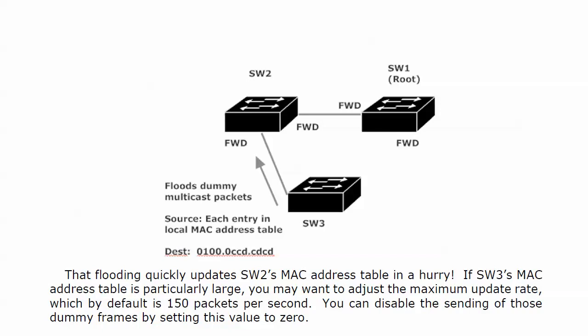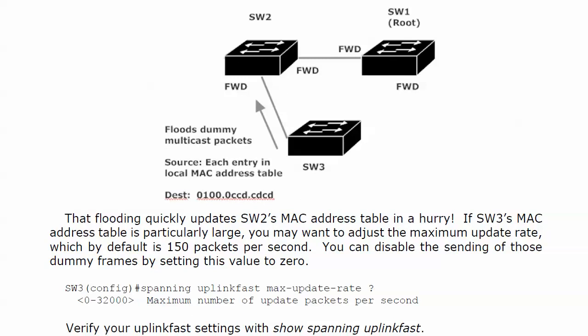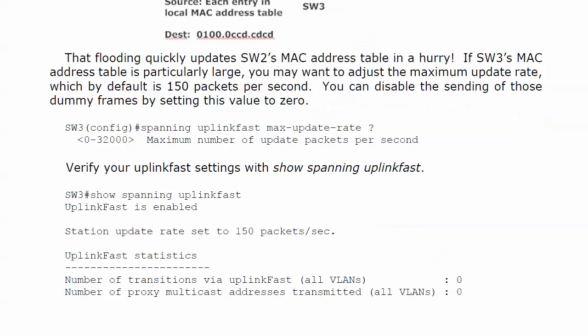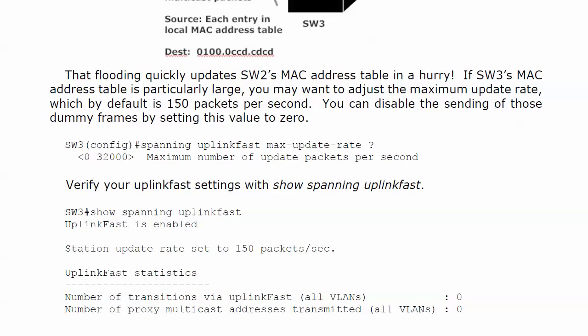And again, this is what happens. We're flooding dummy multicast packets to the destination 0100 0CCD CDCD, with the source being each entry in the local MAC address table. So again, that quickly updates switch 2, but if you're configuring this and you think switch 3's MAC address table is just huge, you may want to adjust that maximum update rate, which is 150 packets per second. You can also disable the sending of those frames by setting it to 0. I've never seen a good reason to do that.